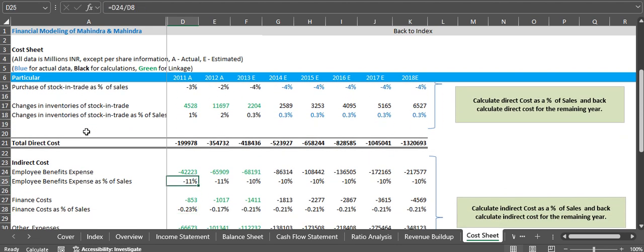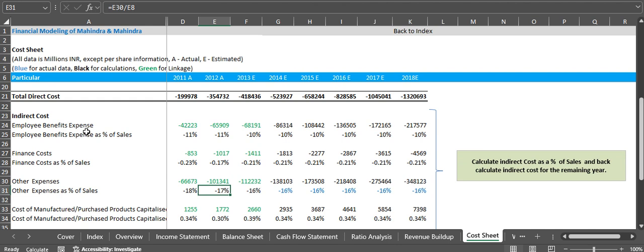Then we have the indirect cost. It's employee benefit expense. So it's 11% of sales and 10% of sales. Then we have the finance cost. It's a percentage of sales. It's 0.23% and 0.17% of the sales.